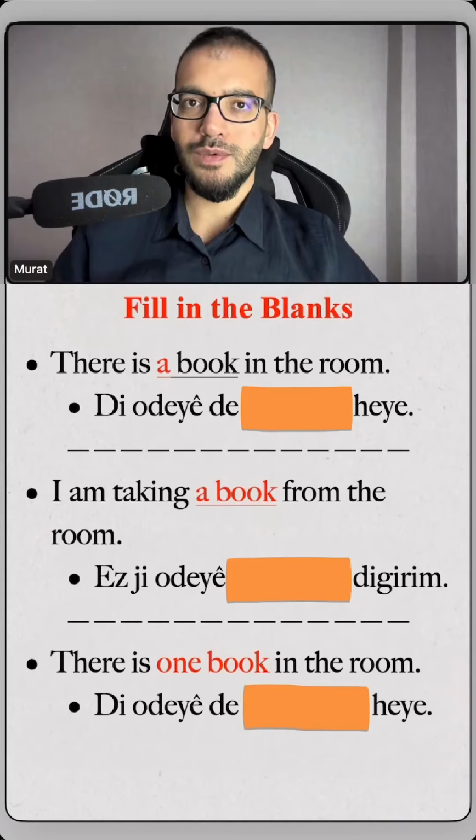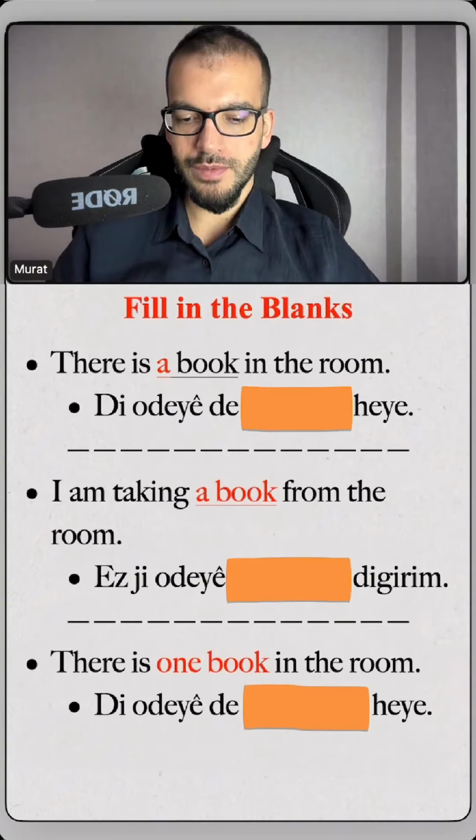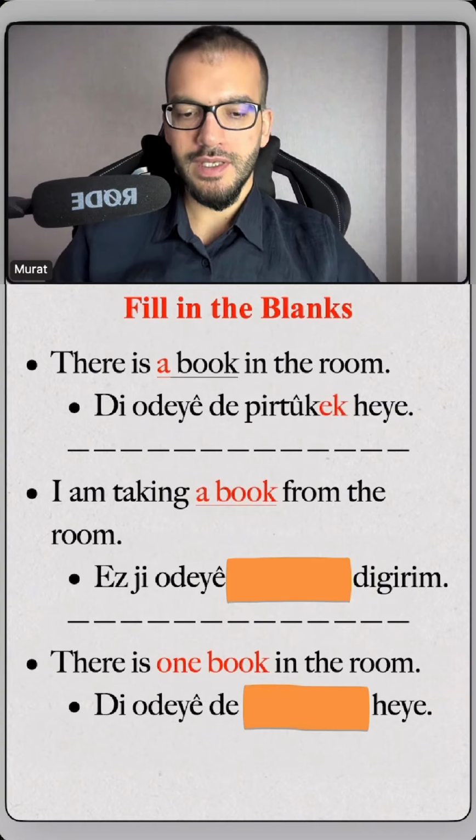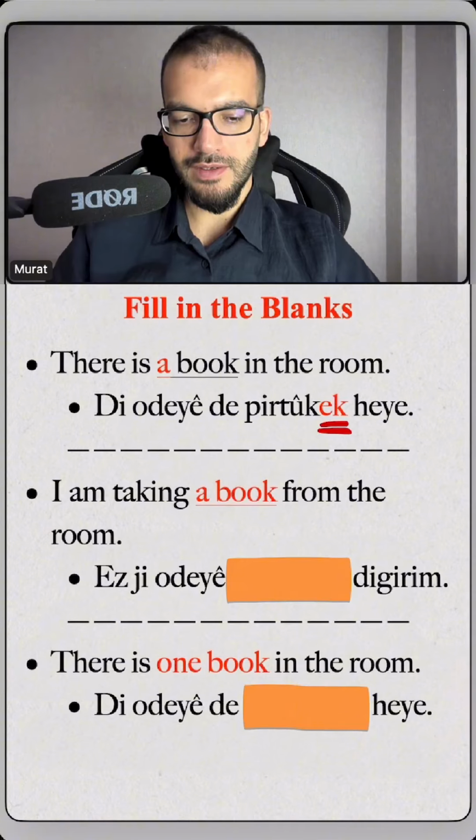How to say a book and one book in Kurdish. If you want to say a book, there is a book in the room, we say the odeye pertukek heye. This ek is our suffix for saying a book, and in there are sentences we are using this form.